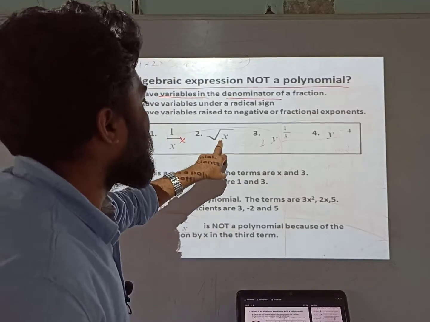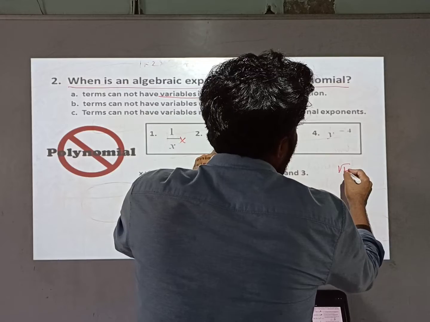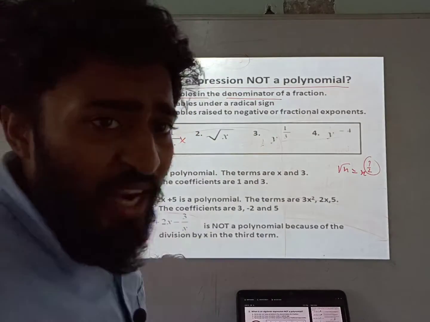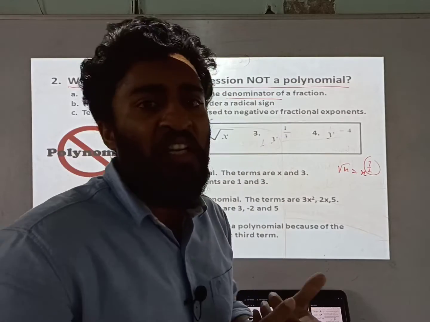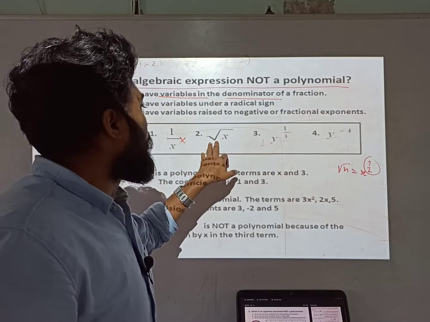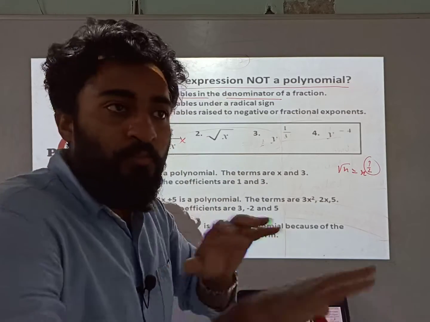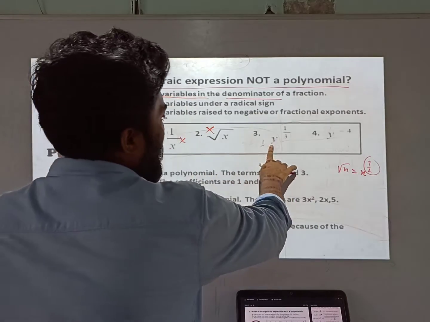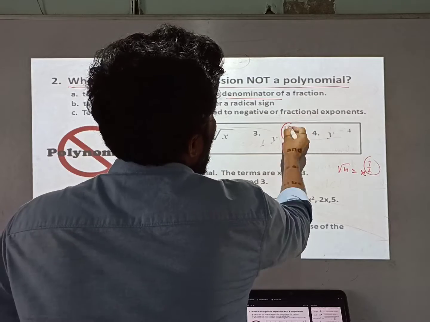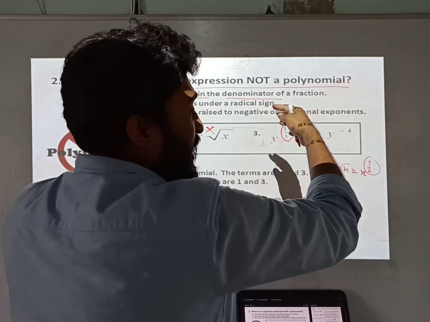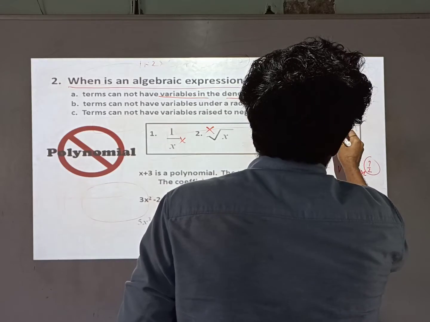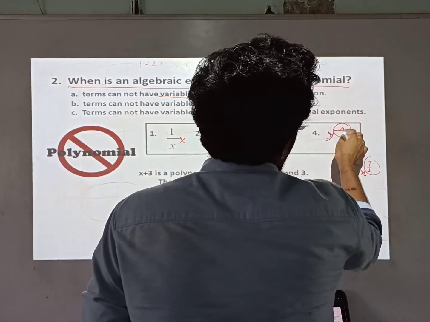For example, root over x is x to the power half. This is a fractional value. Half is a fraction, not an integer. So because of a variable inside a root, we'll say that is not a polynomial. Here see, y to the power 1/3, 1/3 is also a fraction. This is not a polynomial. Here y to the power -4, this is -4.